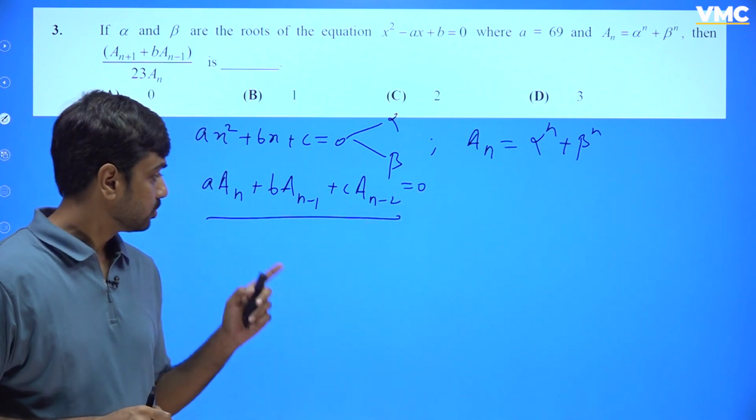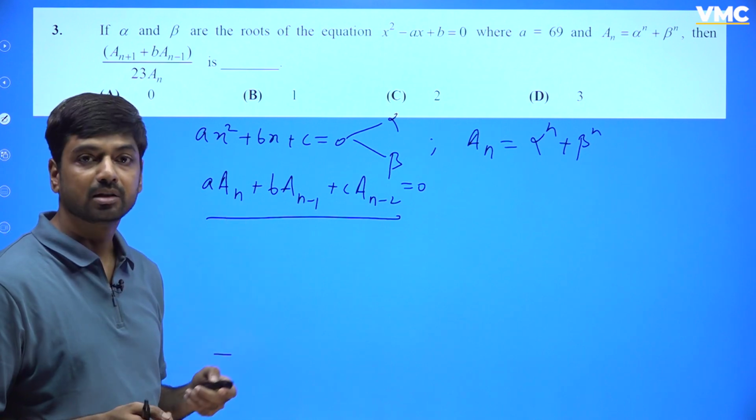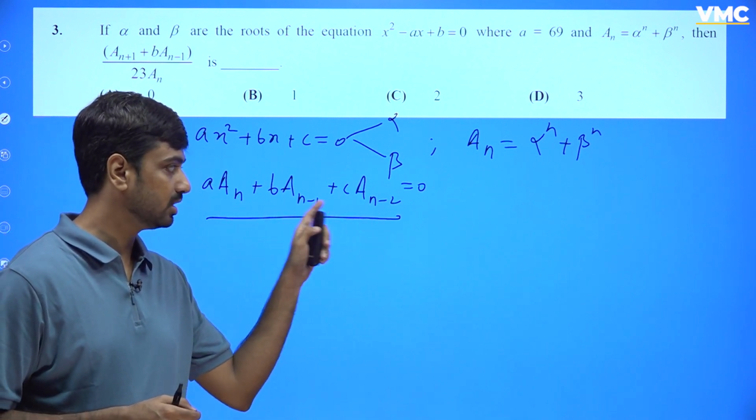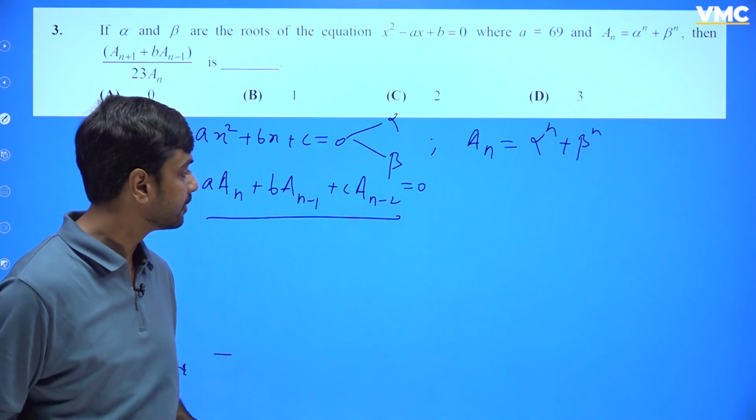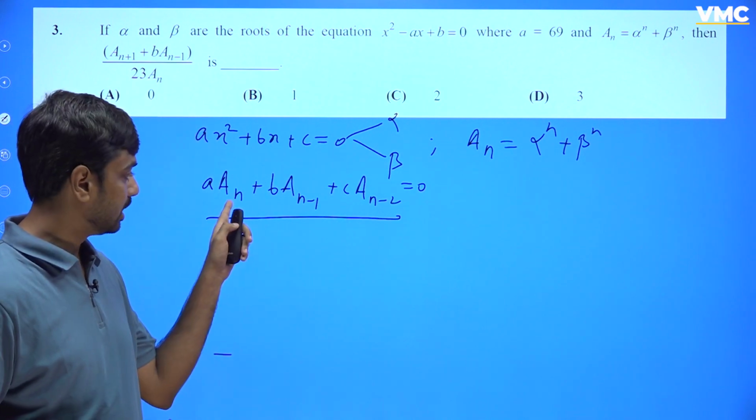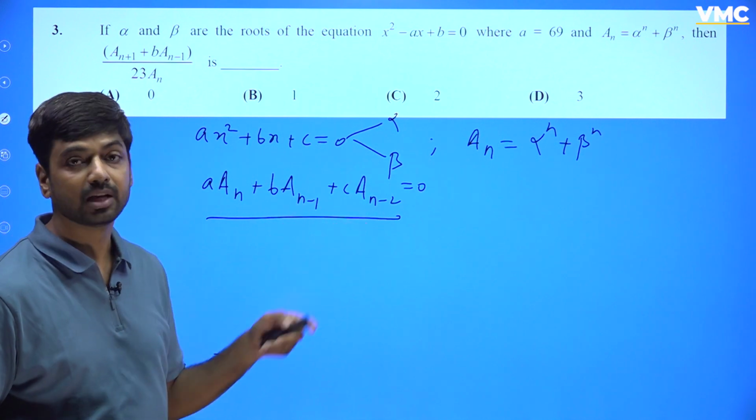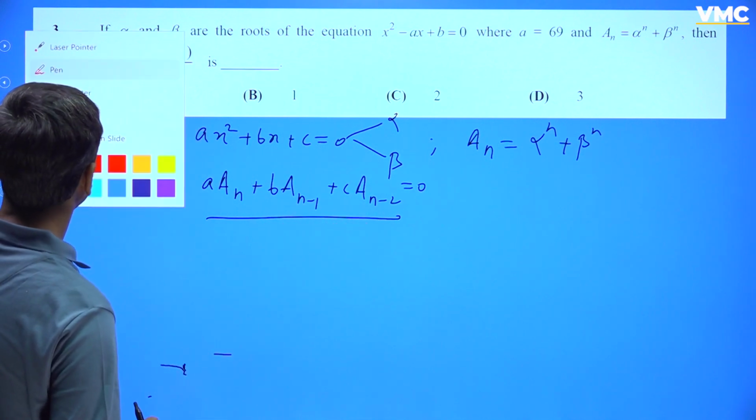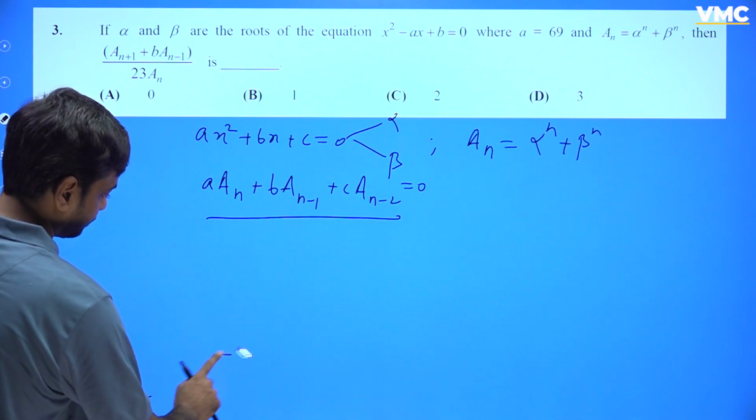It's not necessary to start with n. You can start with n plus 1 also. So automatically we have to decrease the lower subscript by 1. So if you start with n plus 1, this will be n and this will be n minus 1. Okay. Now we have to use this concept to answer this question.